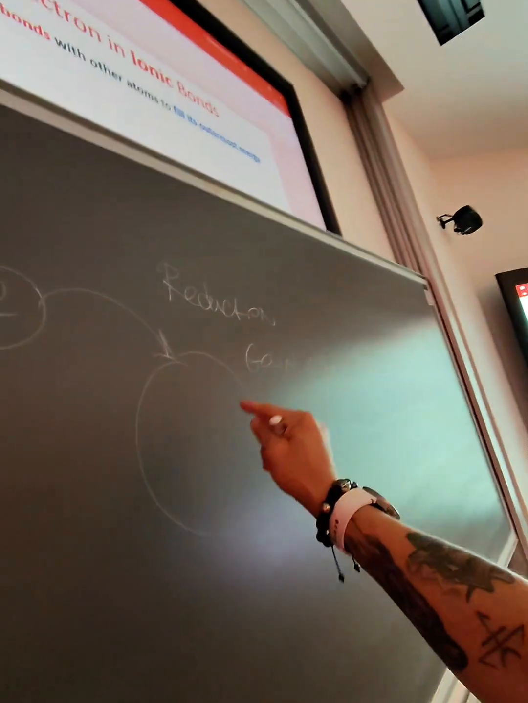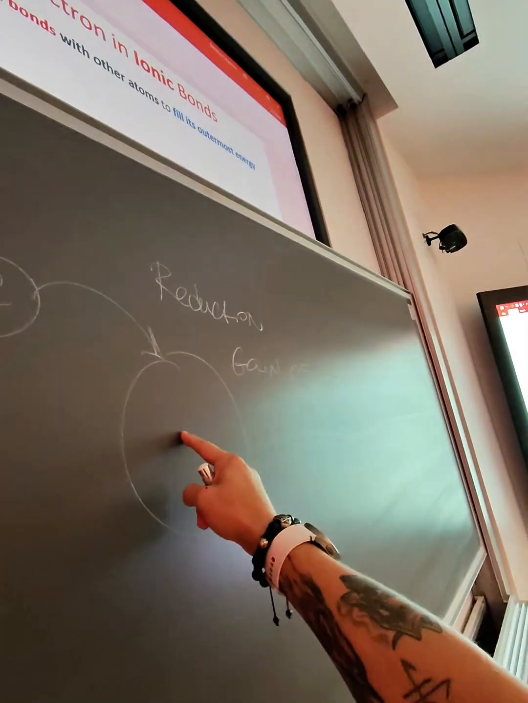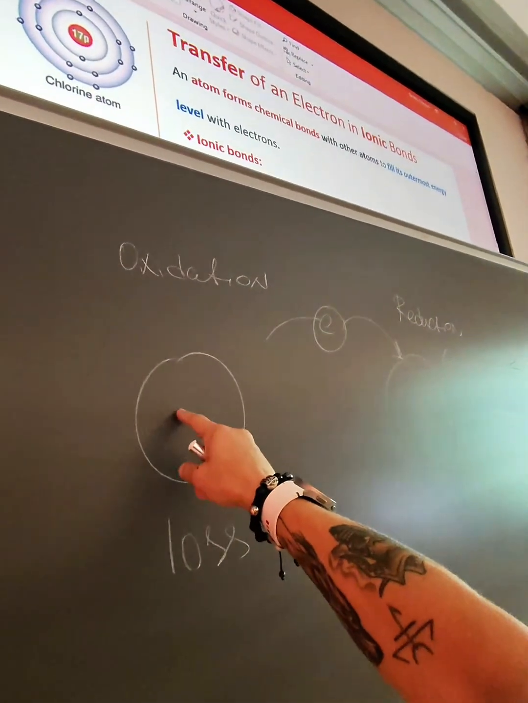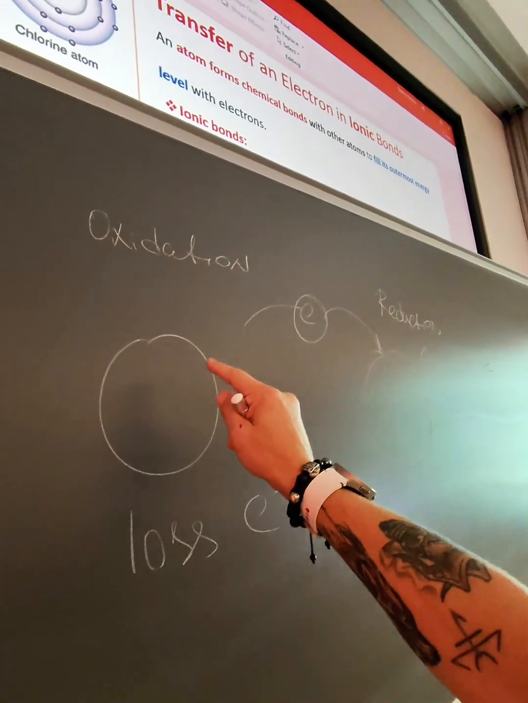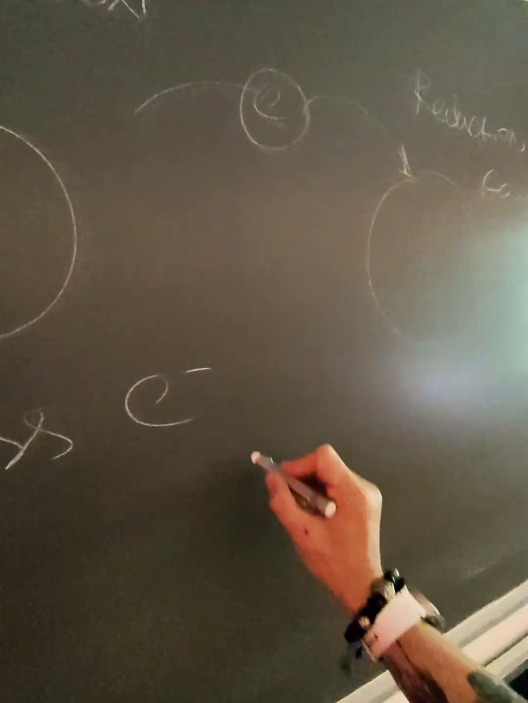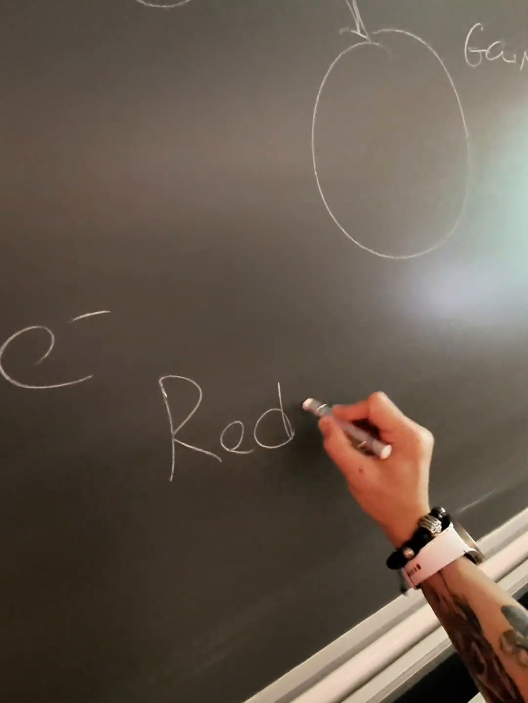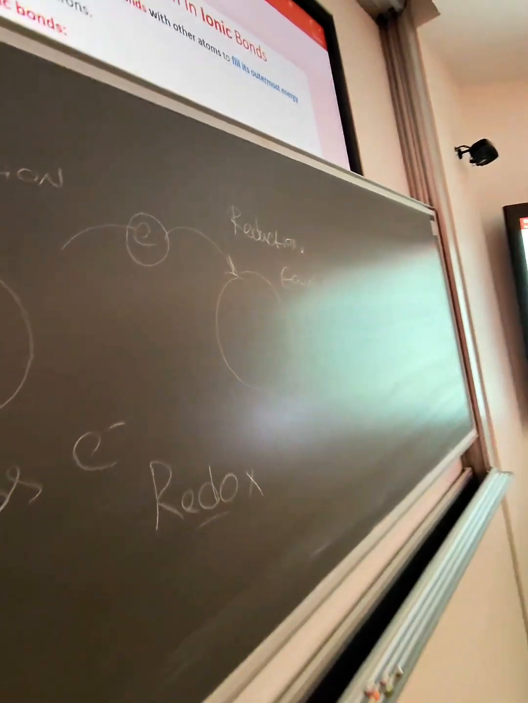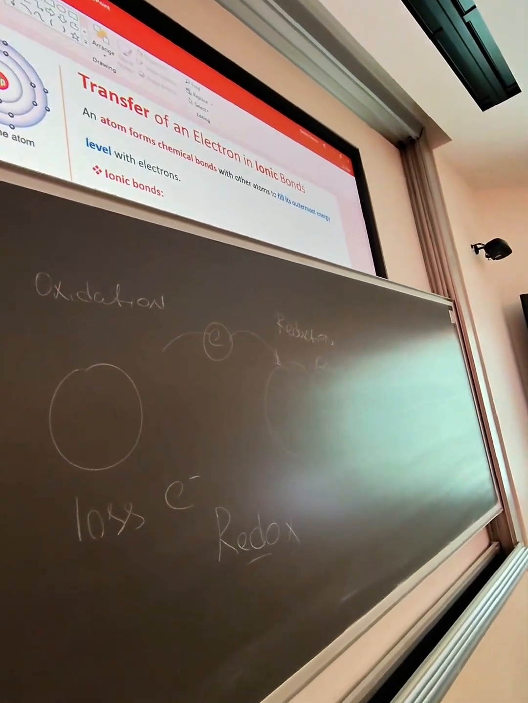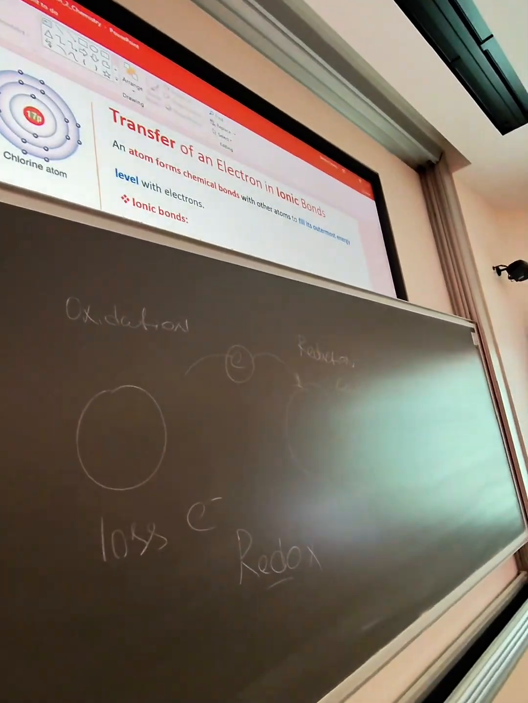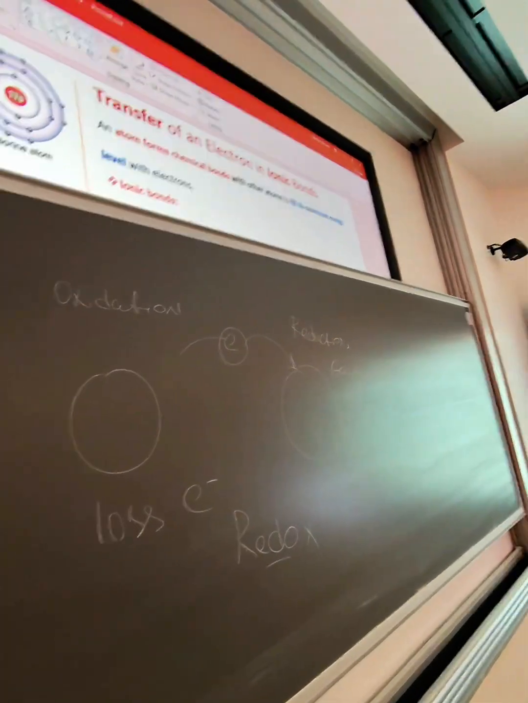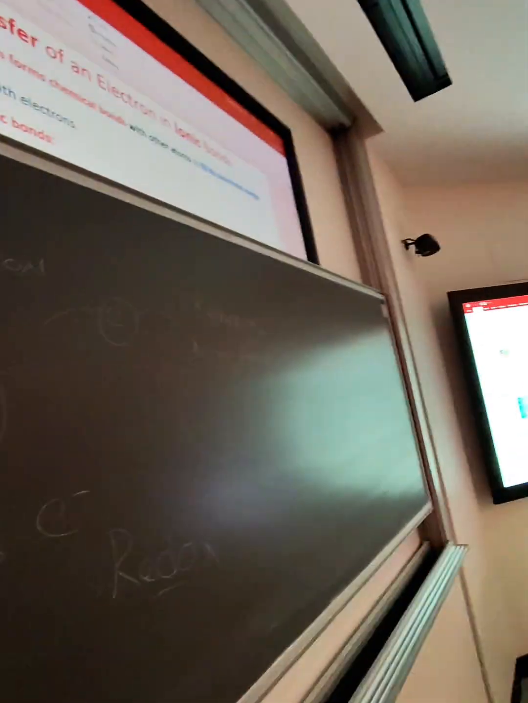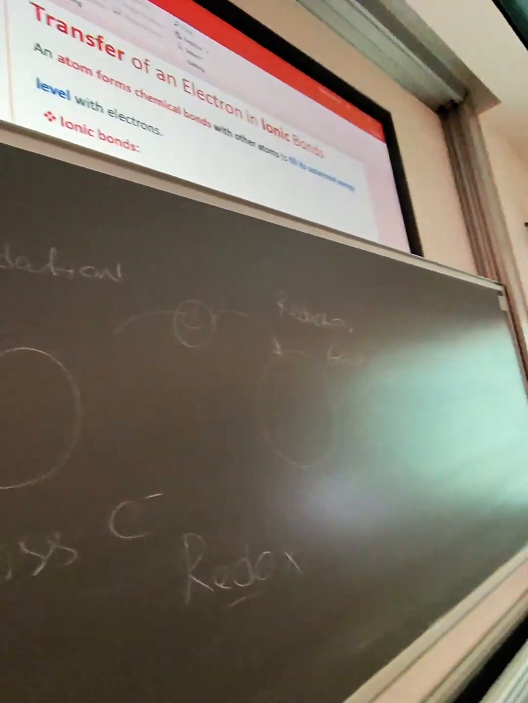So I can reduce this molecule, and this molecule will gain an electron. And I can oxidize this molecule, and this molecule loses an electron. So altogether, this reaction is called a redox reaction: reduction, oxidation. This constantly happens in our body. Not necessarily is oxidation bad, or reduction good or bad. This is just electrons being moved from one place to another.